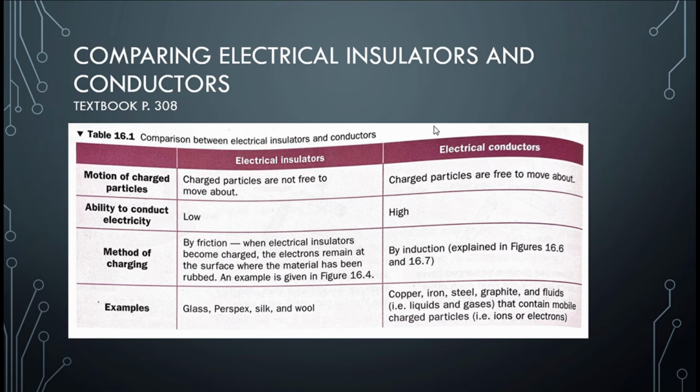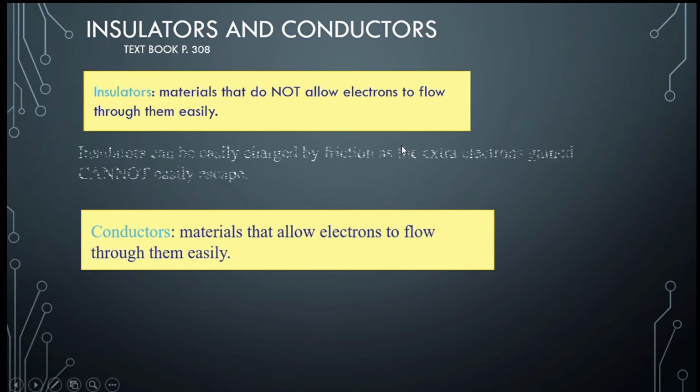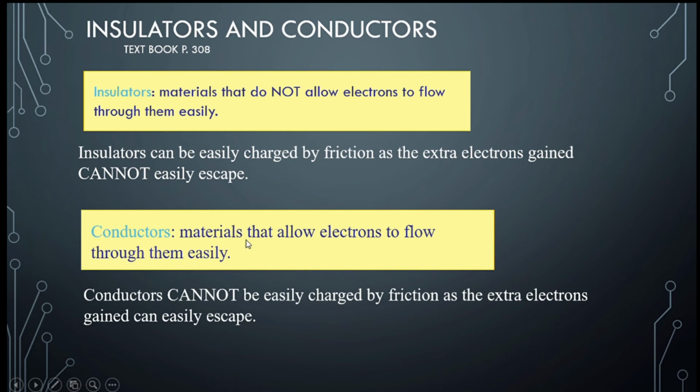Can you mention another example of insulators and conductors? Let's get close to the meaning of insulators and conductors. Insulators, materials that do not allow electrons to flow through them easily. Insulators can be easily charged by friction, as the extra electrons gained cannot easily escape. While conductors, materials that allow electrons to flow through them easily. Conductors cannot be easily charged by friction, as the extra electrons gained can easily escape.